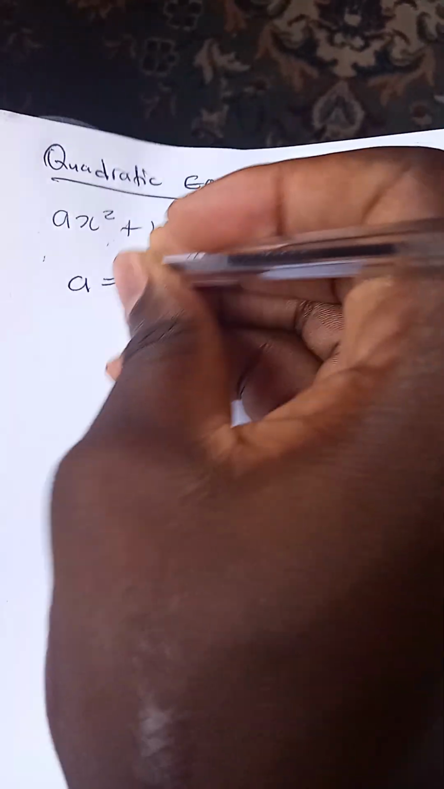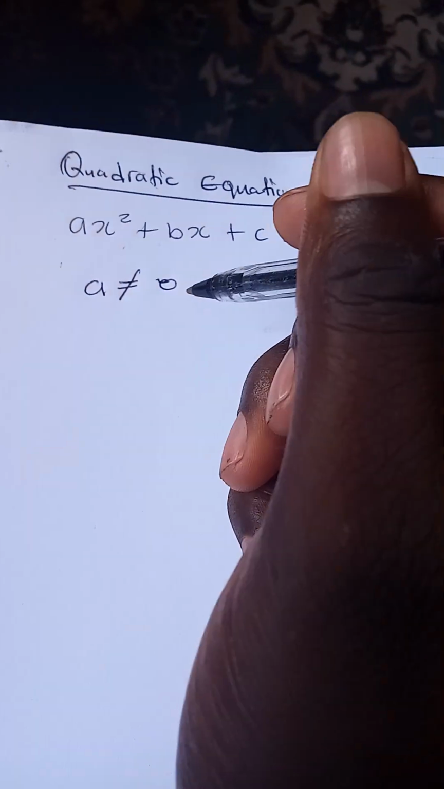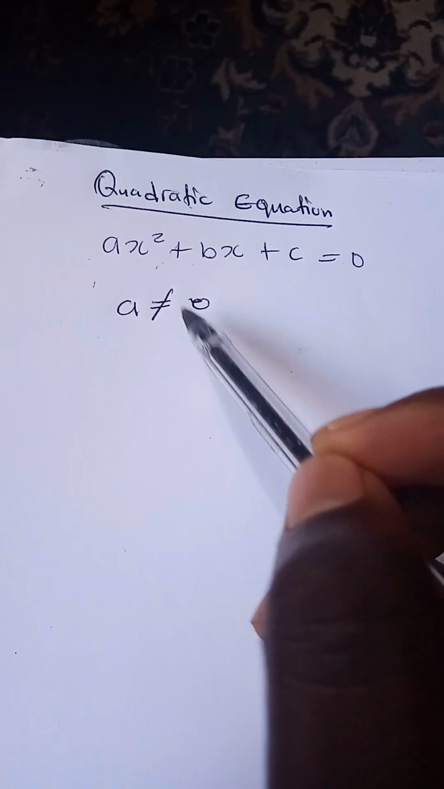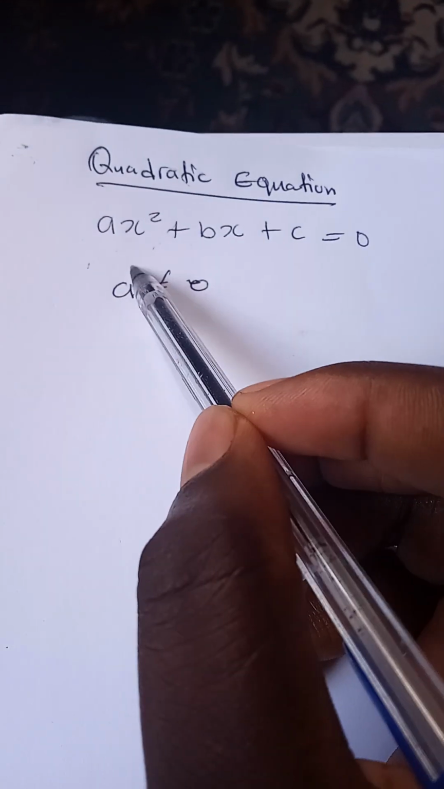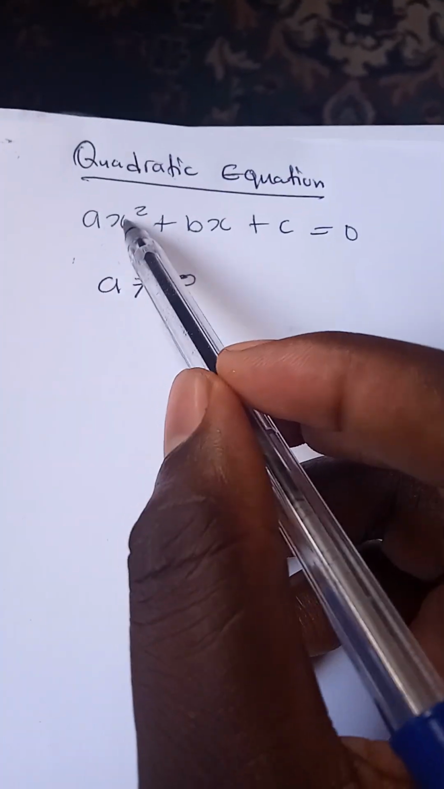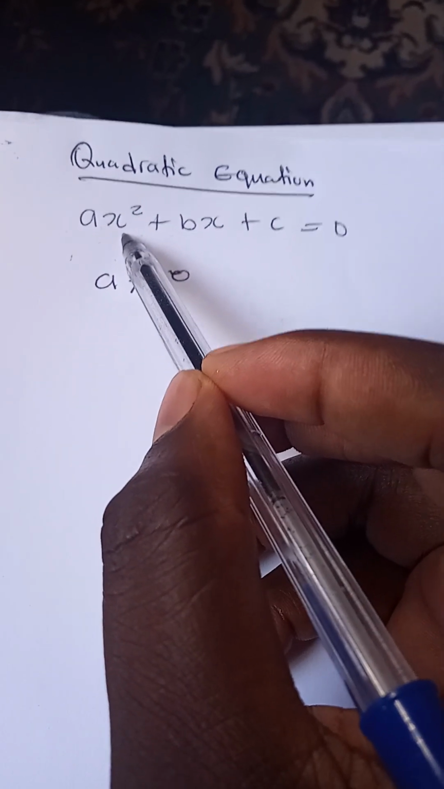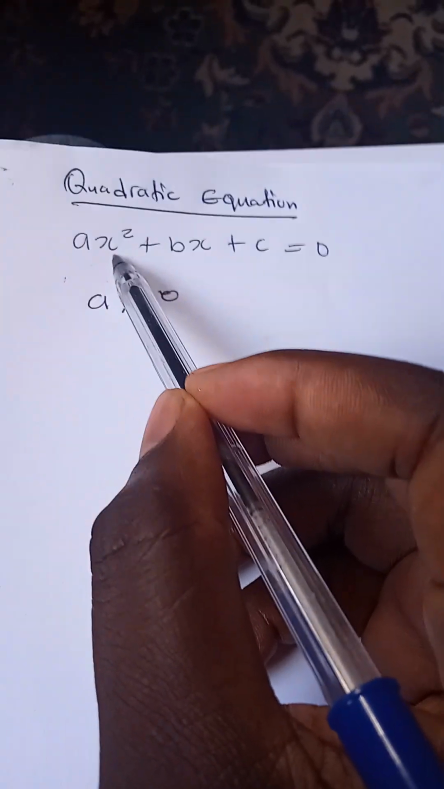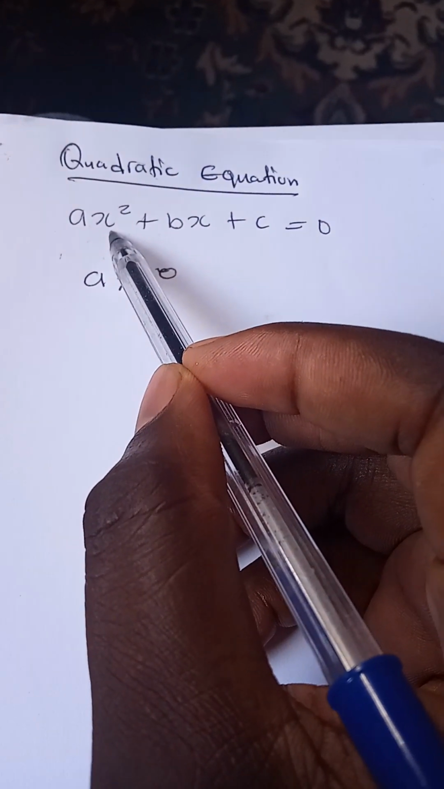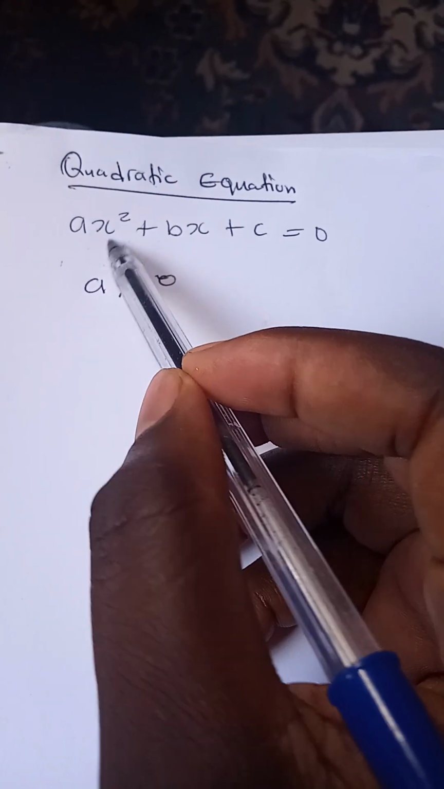where a is not equal to 0. Provided this a is not equal to 0, that is, the value attached to the x squared is not 0, that equation is a quadratic equation. So, solving a quadratic equation by factorization, we have to take note of the following.